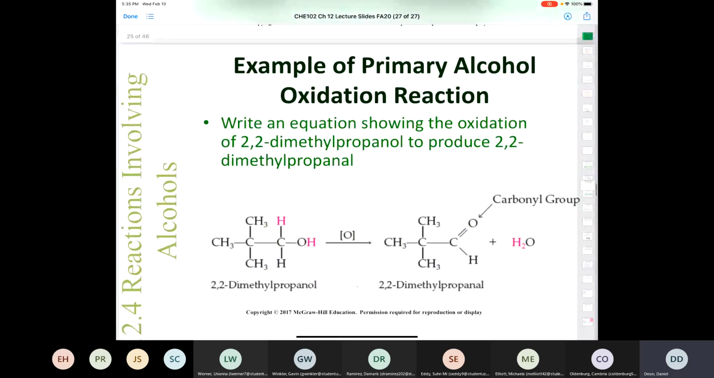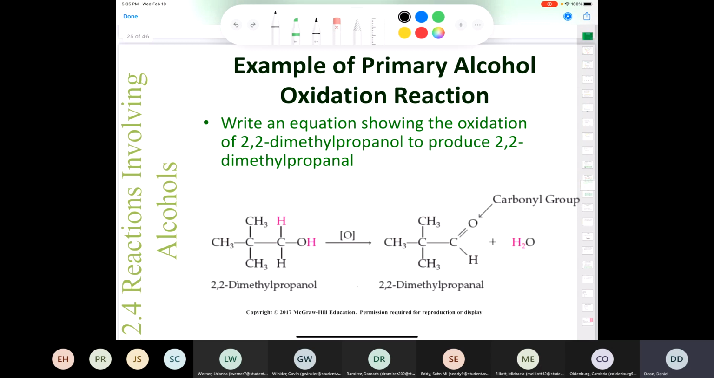If I have a primary alcohol, here we go. Here's a perfect example. I have this alcohol, 2,2-dimethylpropanol. Where does that name come from? We find the longest carbon chain. We give the hydroxyl the lowest possible number. So we have 1, 2, 3. So we have a methyl here. We have a methyl here. So it's 2,2-dimethyl. We have 3 carbon chains. And our alcohol is here. So we have 2,2-dimethylpropanol. Okay, like that. And now we're going to treat that with our oxidizing agent.